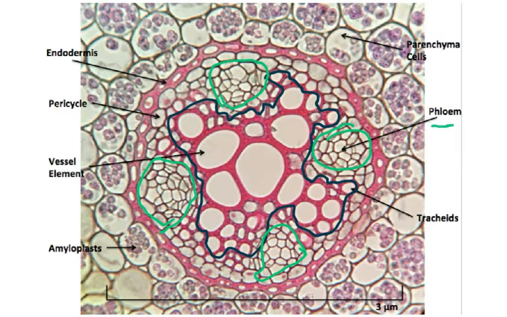Now you can see the labels here. You can see the vessel elements. Then you can see the pericycle, the endodermis. If you need to revise this, please revise this. The endodermis and the pericycle. A very good diagram showing you all the details.